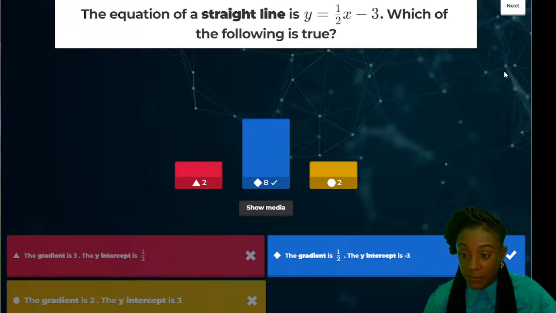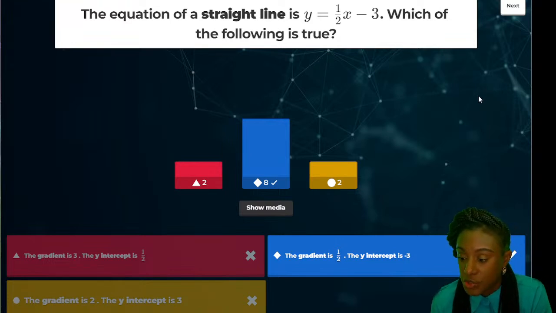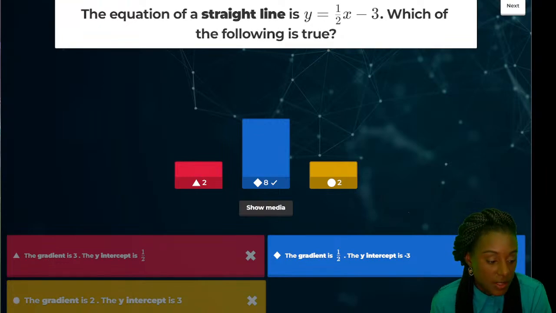Okay, so 8 persons got this correct. So based on the equation that we have here, y is equal to a half x minus 3, the correct answer was that the gradient is equal to a half and the y-intercept is equal to -3.